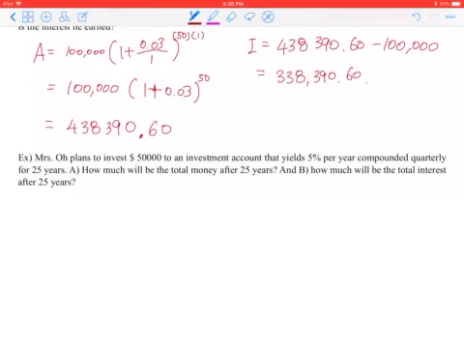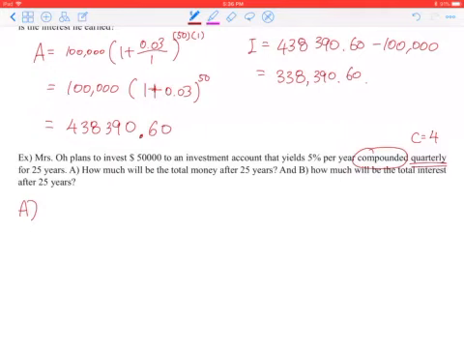Okay. Now then, the next example is Mrs. O plans to invest $50,000 in an investment account that yields 5% per year, compounded quarterly. As you can see, it says compounded, therefore it is compound interest. Quarterly means every year it compounds 4 times, so C will be 4. Now, for 25 years. A, how much will be the total money after 25 years?